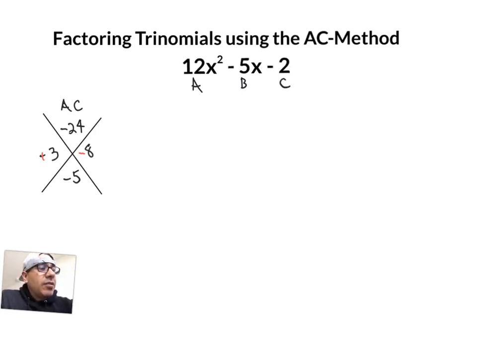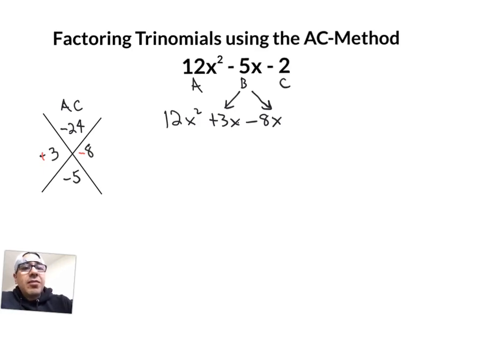Once you find your 2 numbers, this is what we do. We need to rewrite this. The first term always stays the same, and that middle term, you're always going to split it using these 2 new numbers. So I'm going to have plus 3x and minus 8x. These 2 numbers always replace that middle term. And notice when I add them, boom, I get it right back. So I'm just being creative, but I haven't changed anything. And that -2, I haven't touched it.